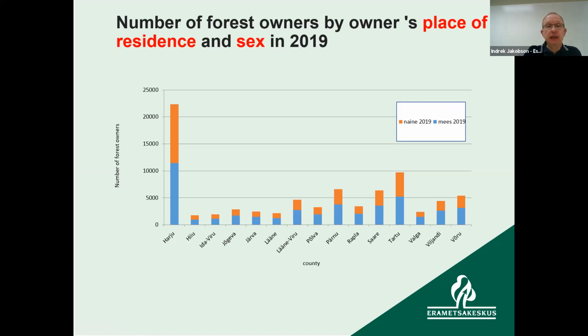And here you see in the capital, we have nearly half female and male forest owners. But the farther we go to the countryside, we see that female forest owners are much fewer than male forest owners. The farther from the capital, the closer to the forest, the more male forest owners we have and the fewer female forest owners we have.